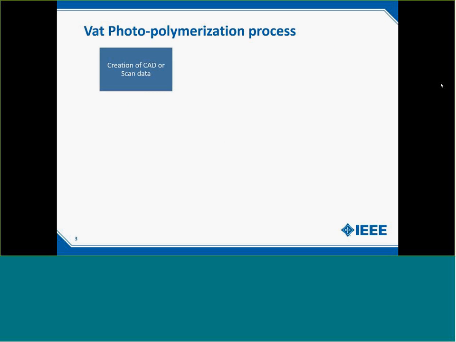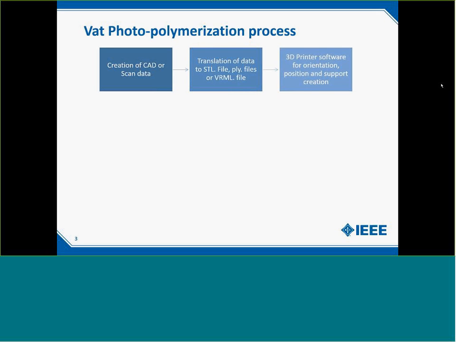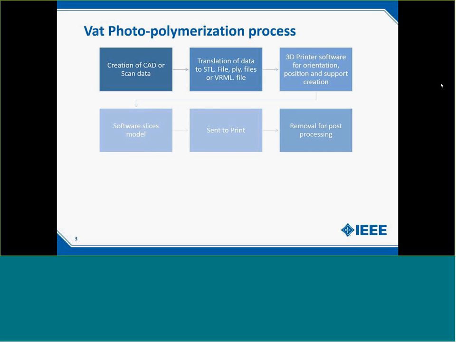The vat process is similar to the other processes. We start with a CAD design. From the CAD design, we move to an STL file. We perform the slicing with the software, and we can go for printing. After the printing, of course, we need to remove the support, if any, and to perform post-processing.